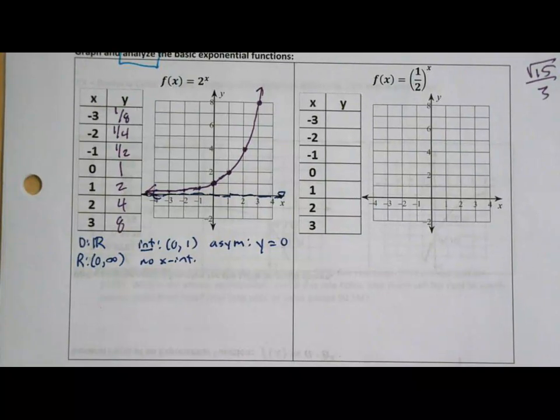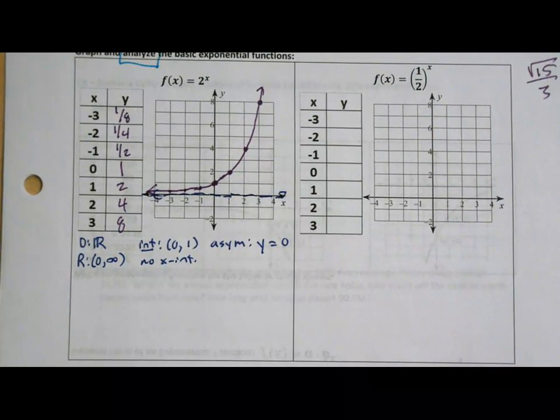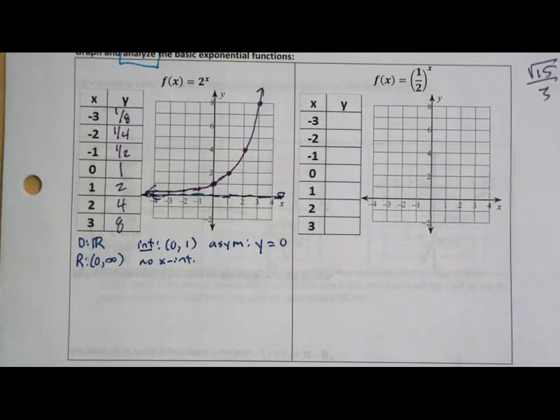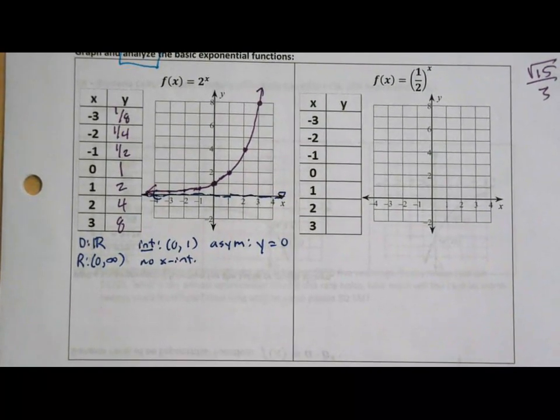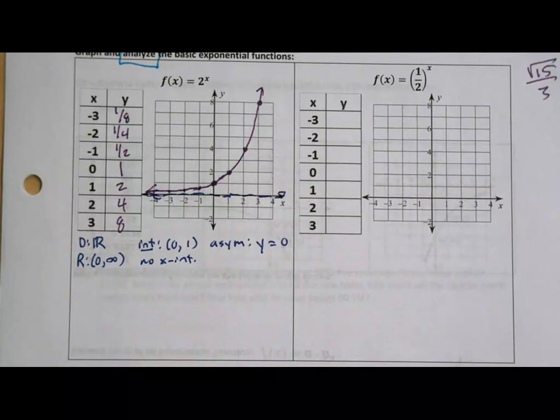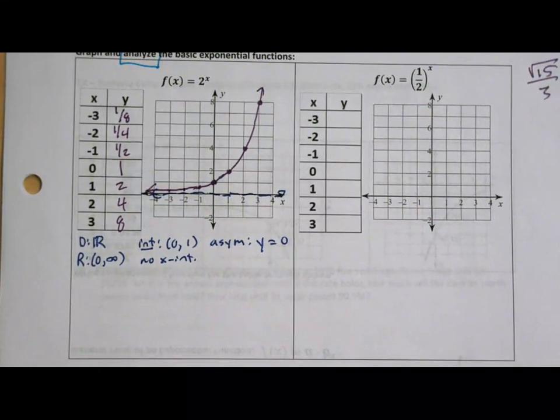What else was on our list? What else do you guys remember talking about back in chapter 1? Oh, there were a whole bunch of things. All right. I heard bounded. Is this bounded? Above, below, both? Bounded below? Okay.